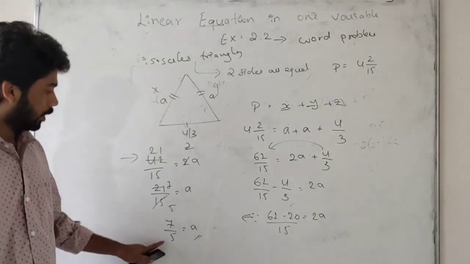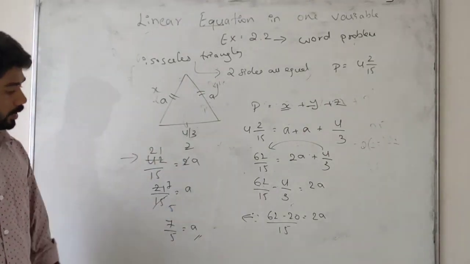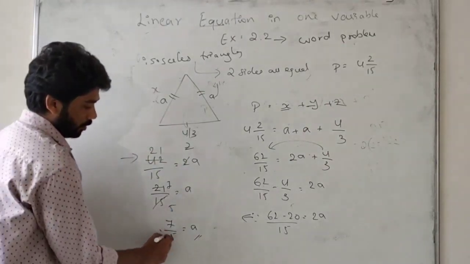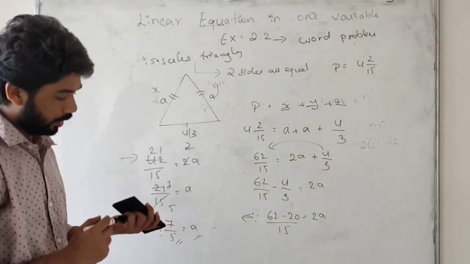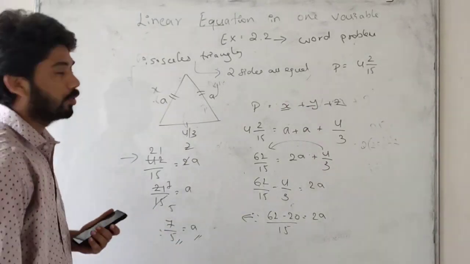Okay. Now we got a, so both the sides will be 7/5. Both the sides will be 7/5. Okay, note it down. I go to the next problem.